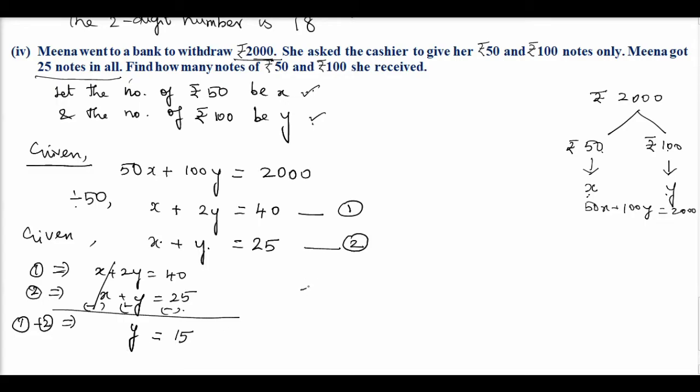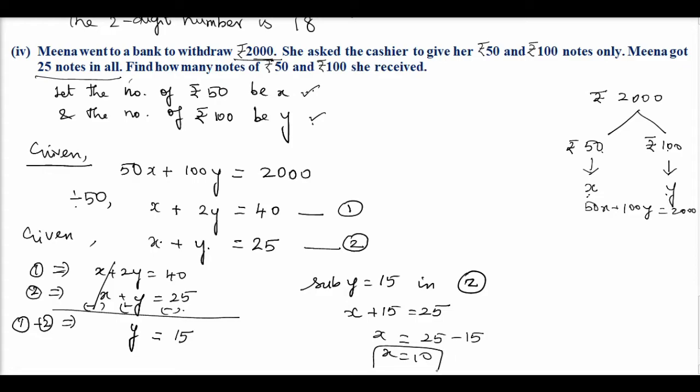So substitute Y equal 15 in equation 1 or 2. Let me substitute in 2. So it's X plus 15 equal 25. So X equal 25 minus 15, that is X equal 10. So this tells me that she got 10 50 rupees notes and 15 100 rupees notes from the cashier. Alright. So that is the solution.